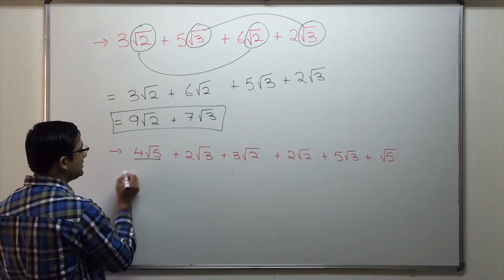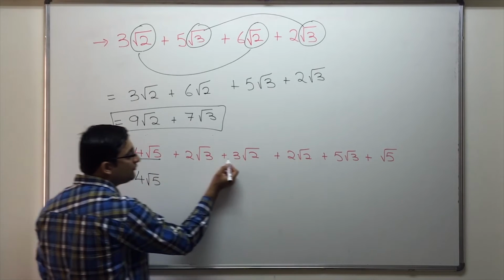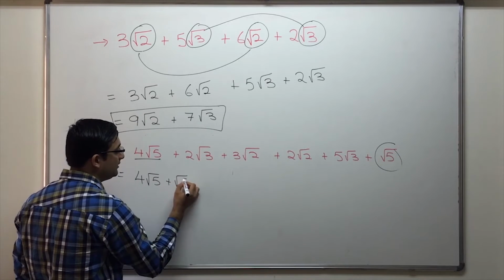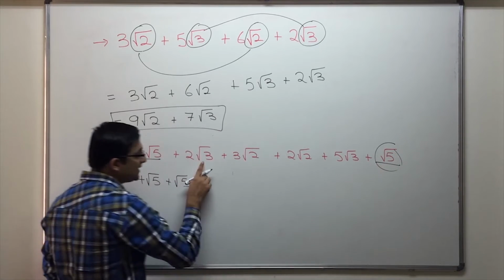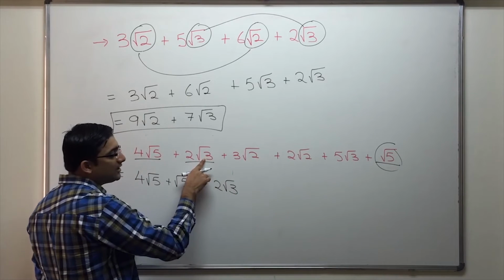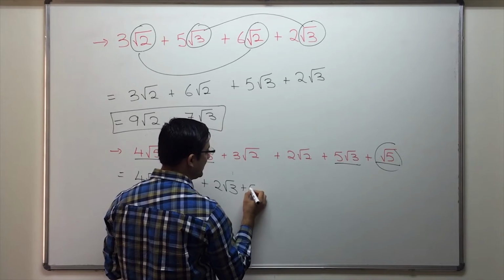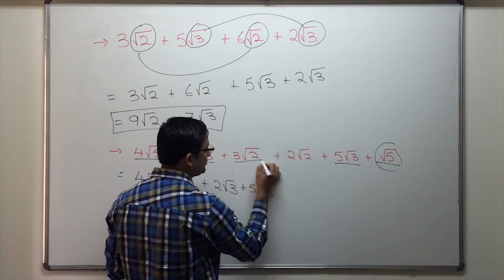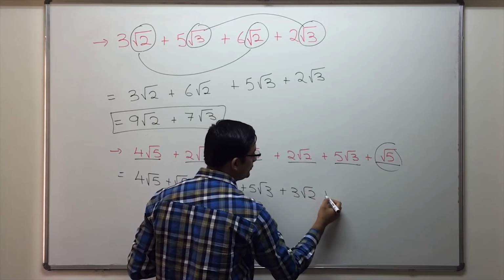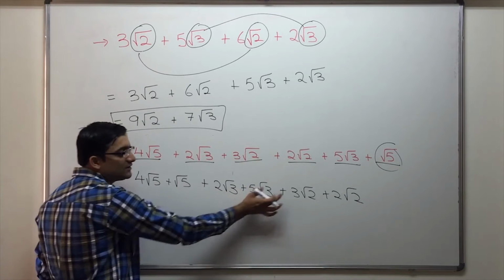So begin with the first number, 4 root 5. Which number has a root 5? This number has a root 5. So plus root 5. What is the next number? 2 root 3. So plus 2 root 3. Now look for a number with root 3. Here we have a root 3. So plus 5 root 3. Next, 3 root 2. Look for another number with root 2. 2 root 2. So the first step is to bring all those numbers together which have the same square root.